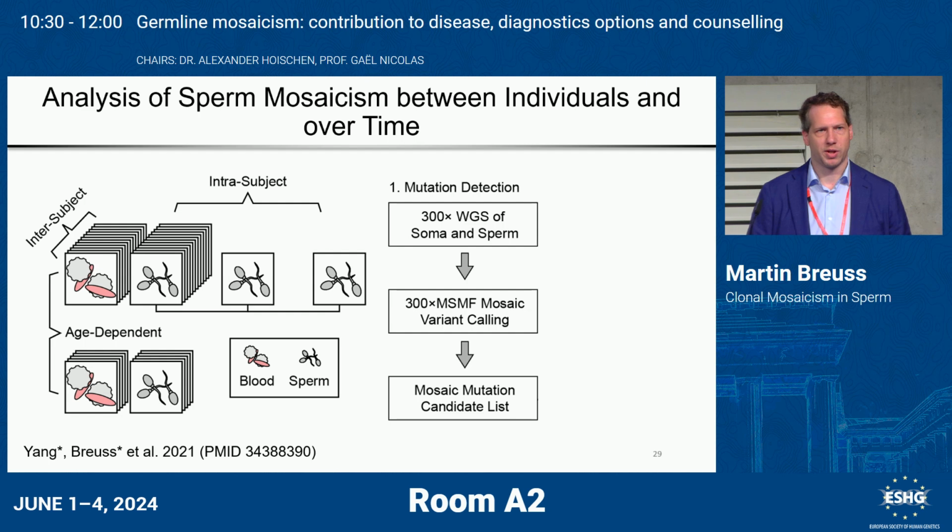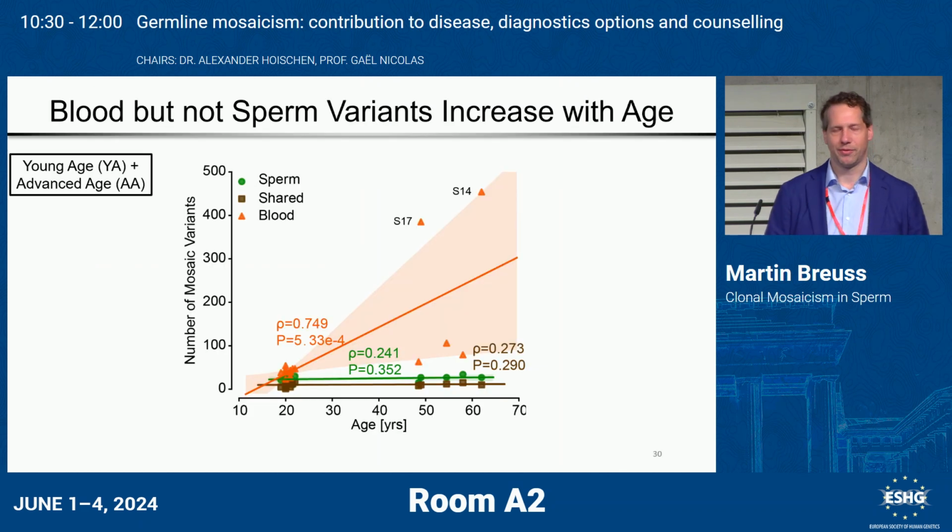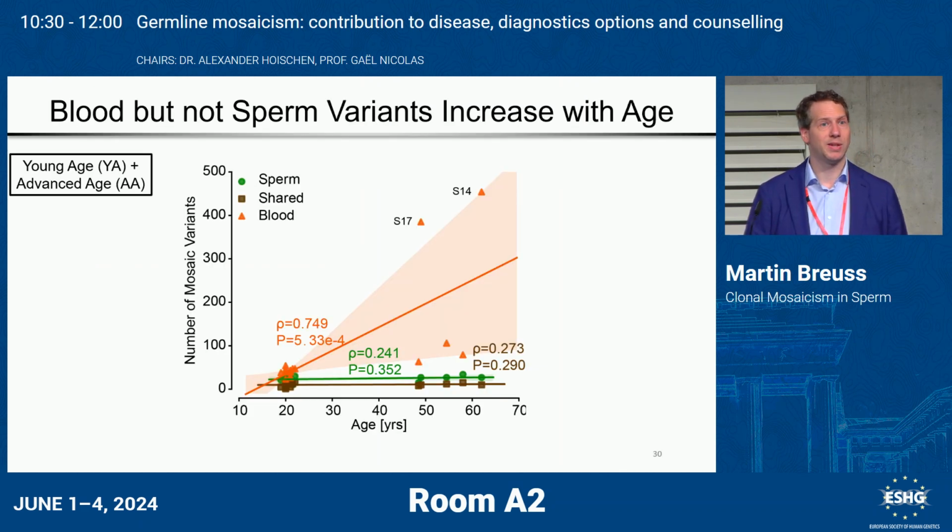So we then performed a mosaicism calling analysis, which is shortened here with MSMF, which is really just the initials of the callers that we used as a combination to increase sensitivity and specificity. And this will end up with a mosaic mutation candidate list. So we'll skip over quite a few things that we did with this cohort and quite a few analyses. But I always do like to show one figure that we had in this paper because I think it really summarizes a lot of the things that we found.